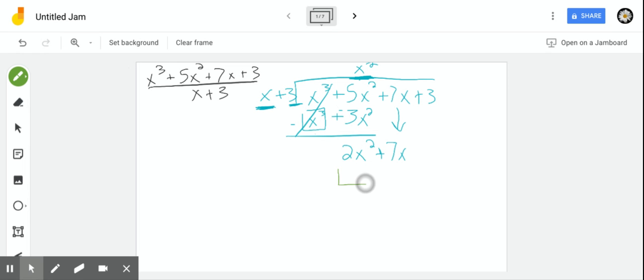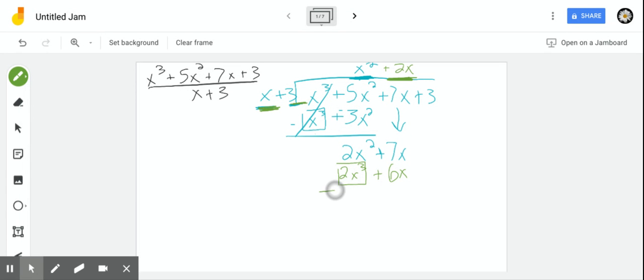Now our goal is to get a 2x squared in that box so that when we subtract, the 2x squared goes away. So now we're thinking, what times x will give me 2x squared? Well, I think I need a positive 2x. So I'm going to multiply 2x times x, which is 2x squared, and 2x times 3, which is positive 6x.